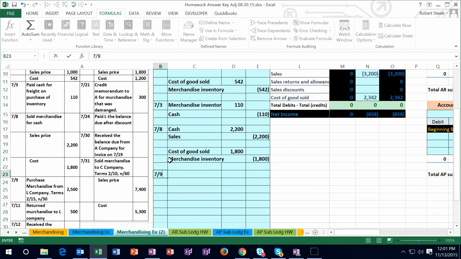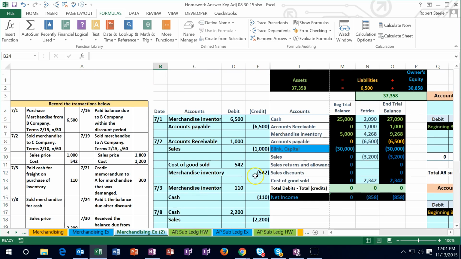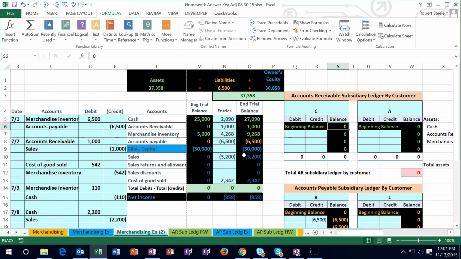7979 in cell B23, which says that we purchased merchandise from L Company, terms 2/15, n/30. And before I go into that any further, I just want to point out that when we recorded this accounts receivable up here, this was this $1,000. It was from C Company. We should report that in our subsidiary ledger as well. So I'm actually going to post that in the accounts receivable subsidiary ledger.